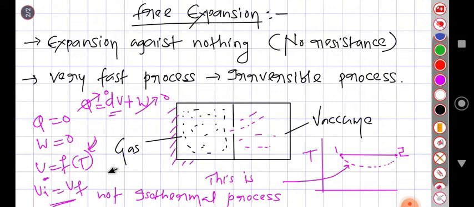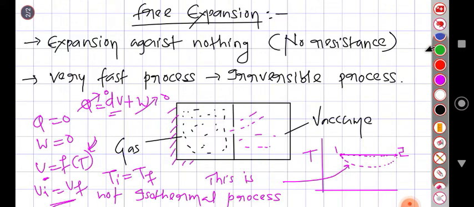So I can write that the initial temperature equals the final temperature, but this is not an isothermal process, because in an isothermal process the temperature should be constant throughout, like this. But the process that free expansion actually follows is like this.